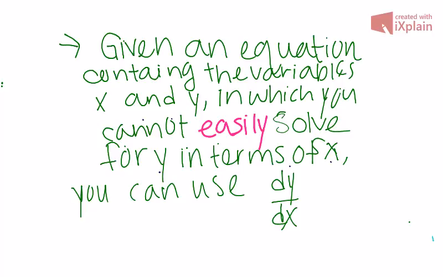So in simpler words, this basically means when we're given an equation that contains more than one variable, usually x and y, it basically means that we can solve for y by using implicit differentiation. And what I mean by that is I'm going to show you an example in the following page.